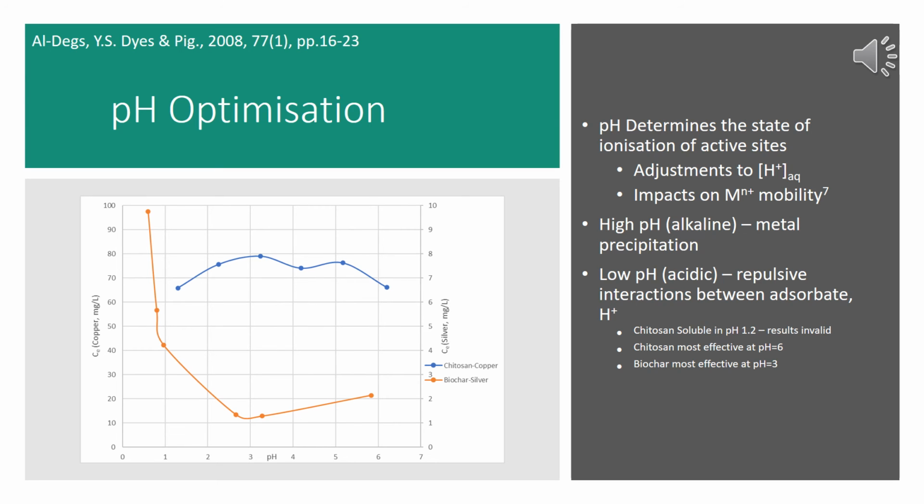Another parameter that we optimized throughout this project was the pH of the system. pH is a measure of the free protons that exist in solution, which can then have an effect on the ionization of our active sites. So you can see that we varied the pH from about 6 to about 1. Chitosan was most effective at adsorbing at around pH 6 and about pH 1, but for reasons you'll see later, the results at about pH 1 are actually invalid. Biochar was most effective at adsorbing at around a pH of 3.